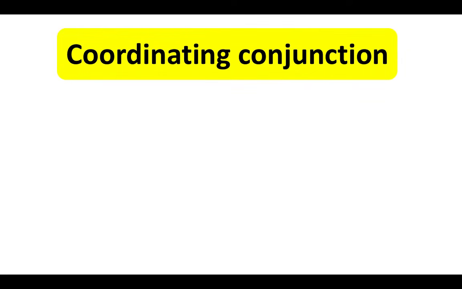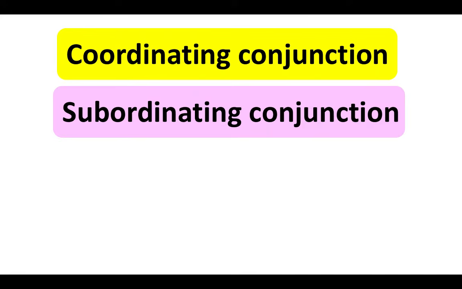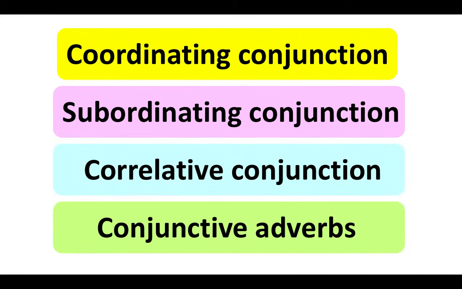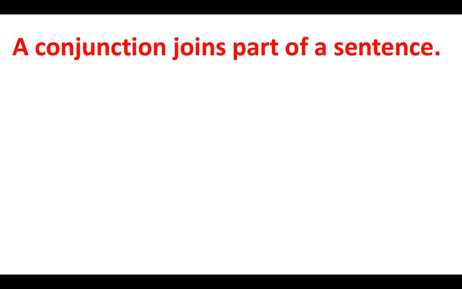There are four types of conjunctions: coordinating conjunction, subordinating conjunction, correlative conjunction, and conjunctive adverbs. A conjunction joins part of a sentence. This includes joining words, phrases, and clauses.